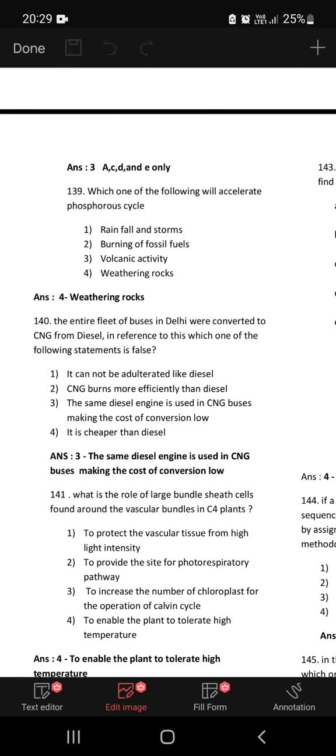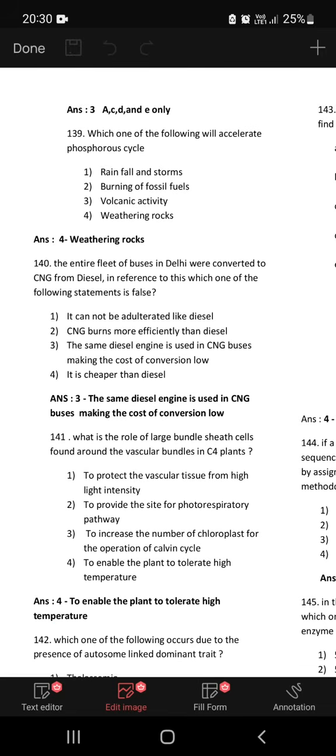The entire fleet of buses in Delhi was converted to CNG, compressed natural gas, from diesel. In reference to this, which one of the statements is false? Again it is an incorrect statement question. You can see it cannot be adulterated like diesel. CNG burns more efficiently than diesel. The same diesel engine is used in CNG buses, making the cost of conversion low. It is cheaper than diesel.